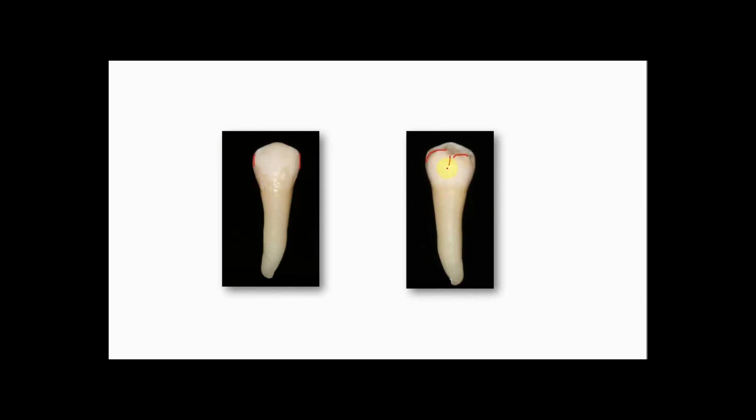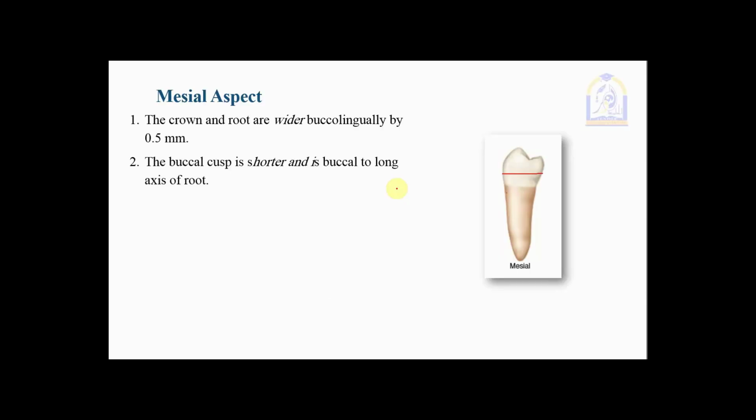We can notice that there is much less lingual convergence. As you can notice, the mesiodistal diameter of the crown on the lingual and the buccal aspect is nearly equal, so there is less lingual convergence of the crown and the root compared to the mandibular first premolar. Now moving to the mesial aspect, the following features can be noticed.